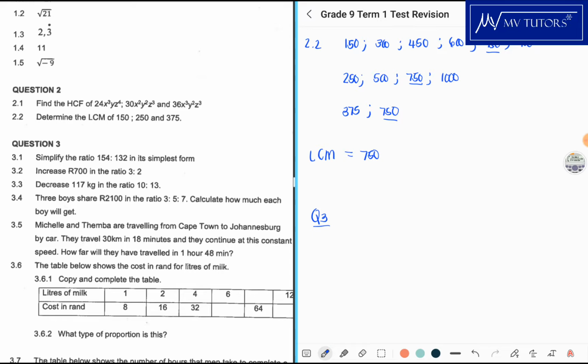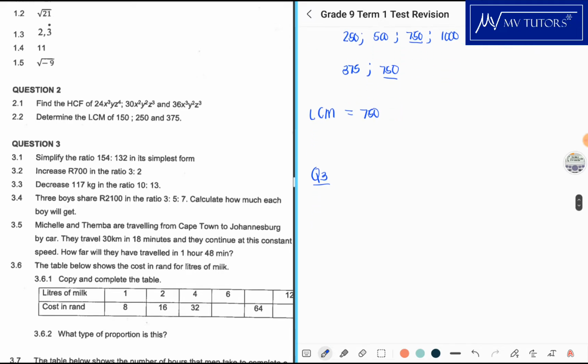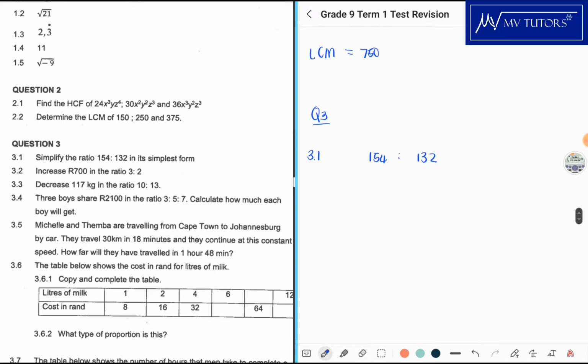All right, now question 3. It says simplify the ratio 154 to 132 in its simplest form. That's 3.1. So we have 154 is to 132. We normally list the factors here. The first thing I'm going to do, 2 is definitely a factor. I think 3 is as well. But if I list all the factors, when am I going to finish? So let's do this.